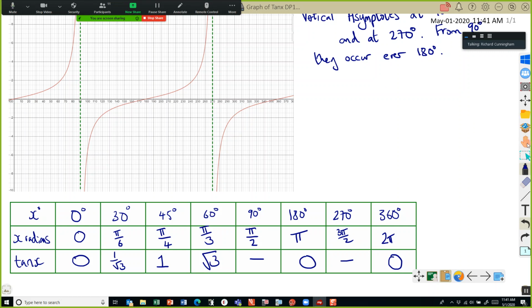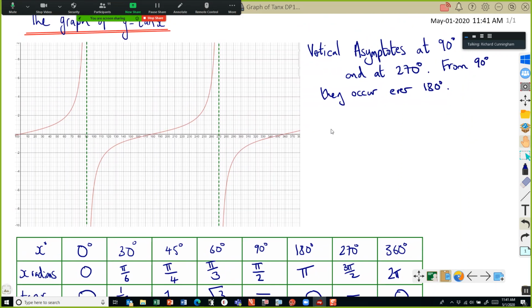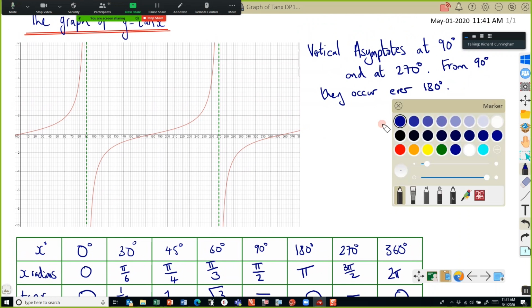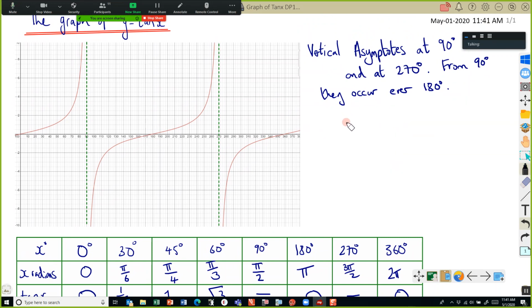All right, well, let's keep having another look at this graph, see if there's anything else. Does it have a maximum point, like the sine and cos? It doesn't. It starts at 0 and increases up towards the asymptote and comes back up again here.